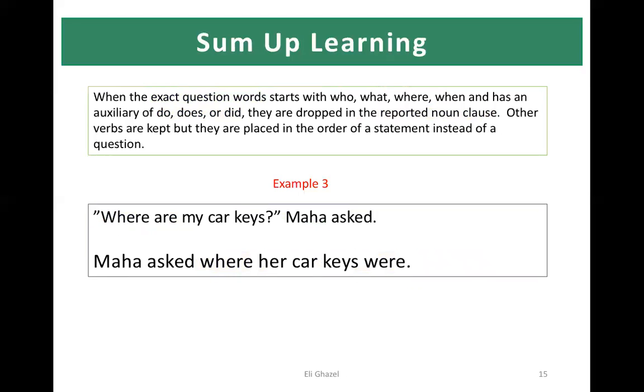Let's look at example 3. Where are my car keys, Maha asked. And again, exact question words, where are my car keys? And they start with who, what, where, when, how, why, etc. And it doesn't have an auxiliary of do, does, or did, which needs to be dropped. What happens here is the verb stays, but goes into the order of a statement. Not where are her car keys, but where her car keys were, and that will be explained further.